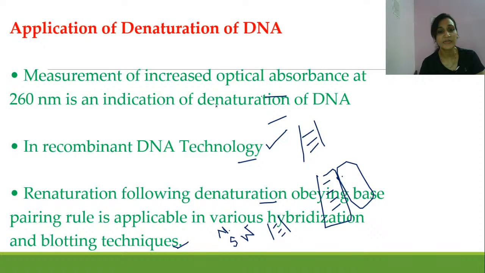Now what are the levels of organization? So the first level of organization is the DNA double helical structure. Then after that, the 10 nanometer chromatin fibril. Then the 30 nanometer chromatin fibril.